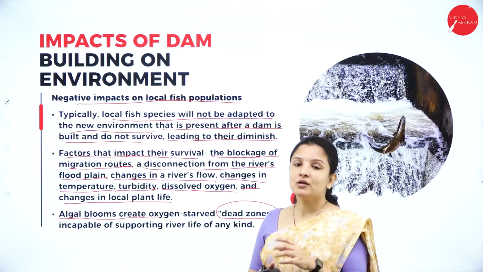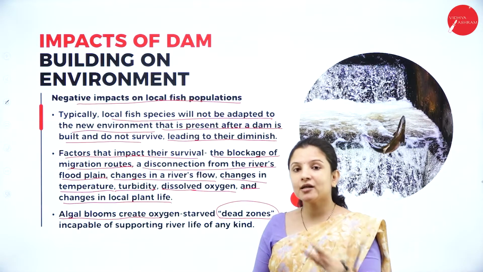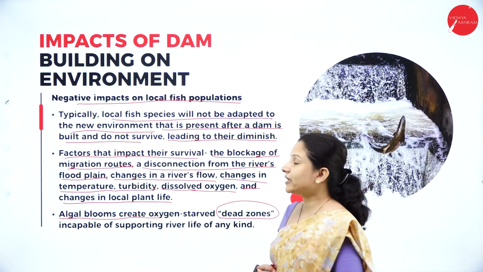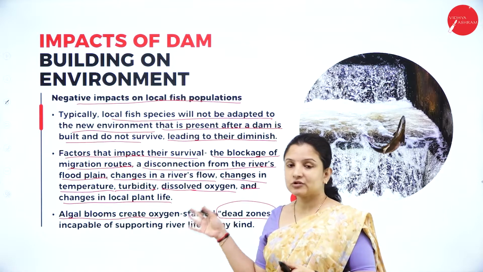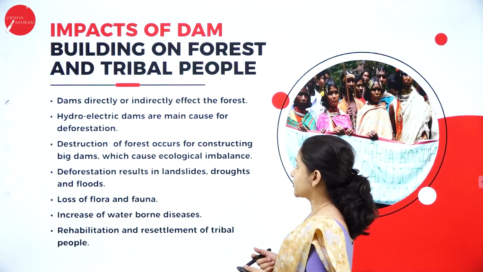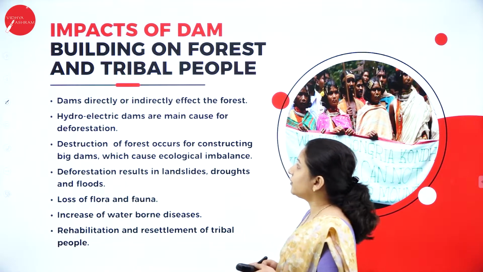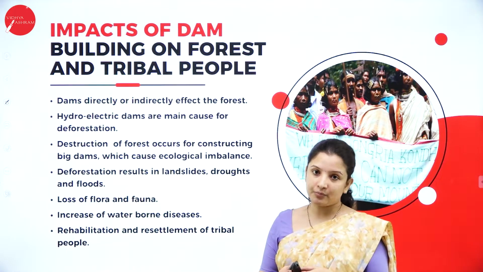So that is how dams can completely alter the aquatic ecosystem. So these are the negative impacts of dams on the local fish population. And also let's study the impact of dam building on forests and on the tribal population.